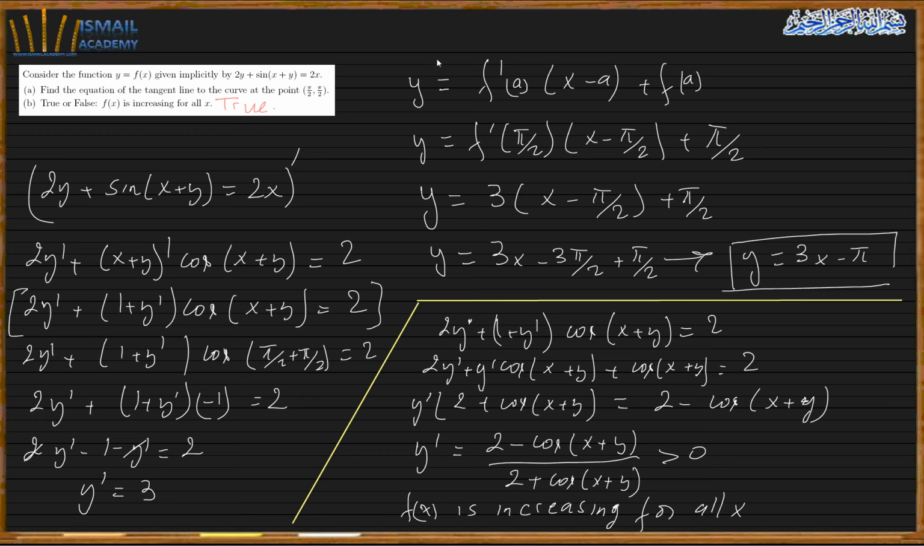So let me repeat this. Cosine is between -1 and 1. If I take only the boundary value, so if I pick cosine equal 1, which is the maximum we can take, I will have this positive. If I pick cosine equal -1, this will be 3, which means positive. That means in both cases this is positive. The same thing here. If I pick cosine equal 1, it's going to be 3. If I pick cosine equal -1 here, it's going to be 1. So in both cases, numerator and denominator are always positive. So that means the derivative is always positive. If the derivative is always positive, that means the function is always increasing for every value of x.